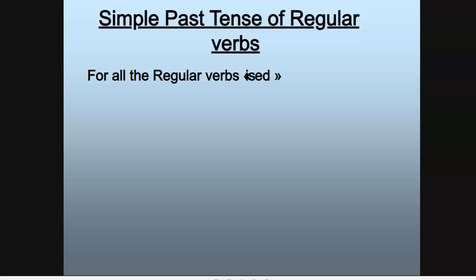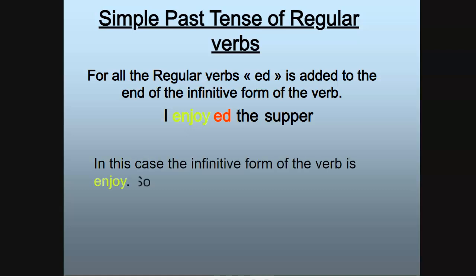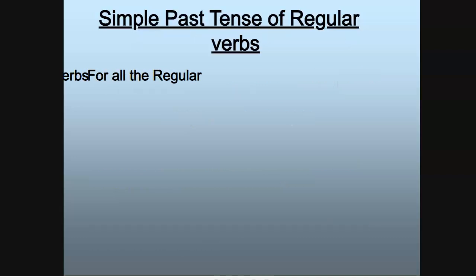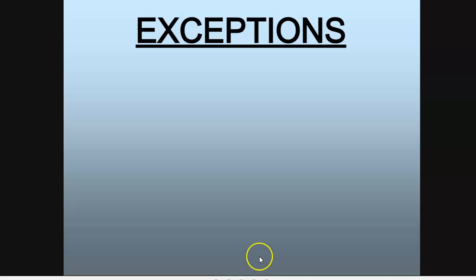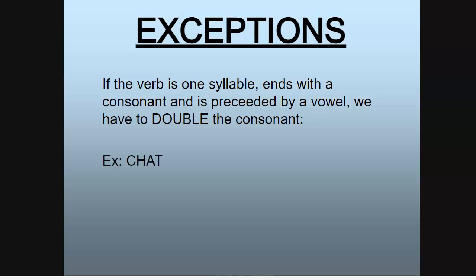So, for regular verbs, ed is added to the end of the infinitive form of the verb. For example, I enjoyed the supper. In this case, the infinitive form of the verb is enjoy, so we add ed to the verb. Then let's continue. If the verb is one syllable, ends with a consonant, and is preceded by a vowel, we have to double the consonant.